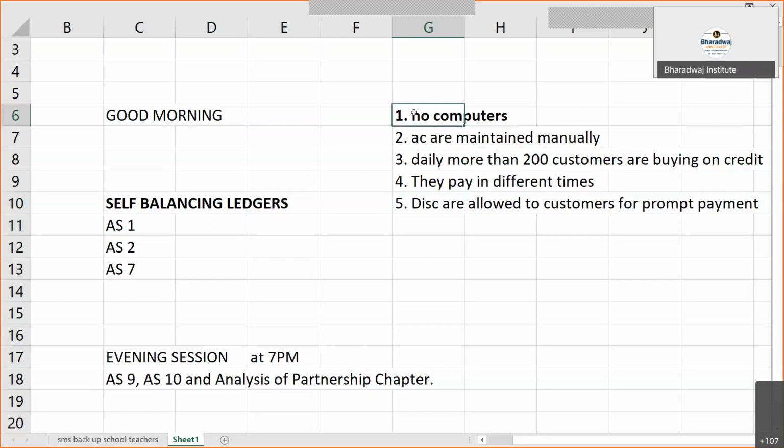Remember, daily 200 customers are buying on credit, which means 200 journal entries you have to pass and 200 customers' accounts you have to maintain and post the transaction. And these customers will keep paying the money at different times. So daily 300 to 400 entries you will be passing. Okay, and discount allowed, etc. So many things are involved.